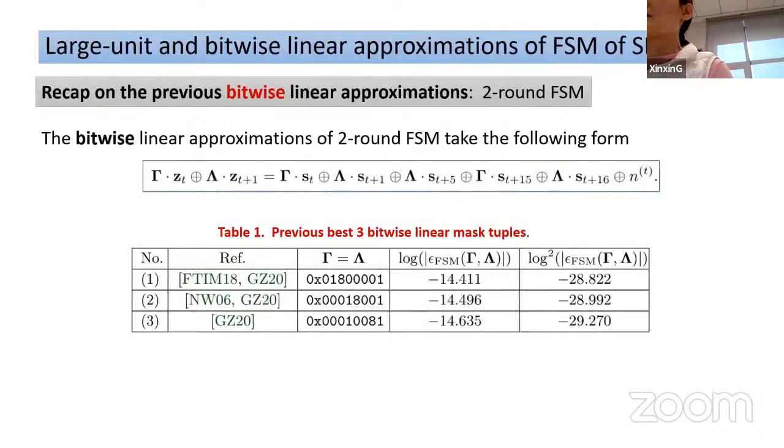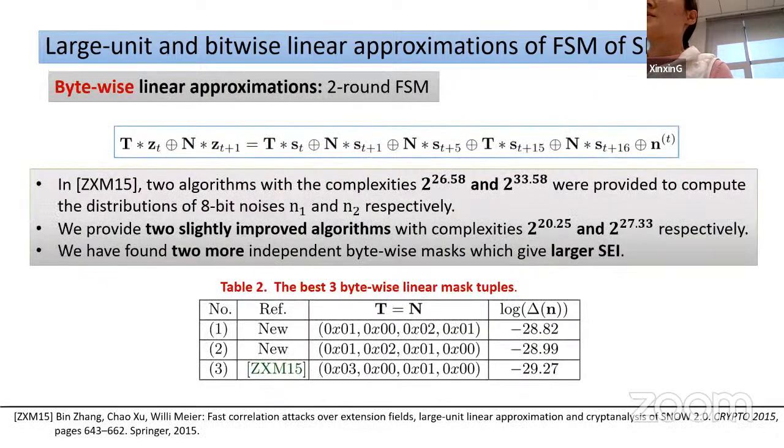For the bitwise approximations, table 1 shows the previous best 3 bitwise masks for 2-round FSM on SNOW2. For the bitwise approximations with the method in the literature, the XM15, the bitwise approximations of two-round FSM take the following form. To obtain the SEI of the bitwise approximation on any given TN mask, we need to compute the SEI of two subnoises. We have provided two slightly improved algorithms for these computations and found two more approximations having larger SEI.